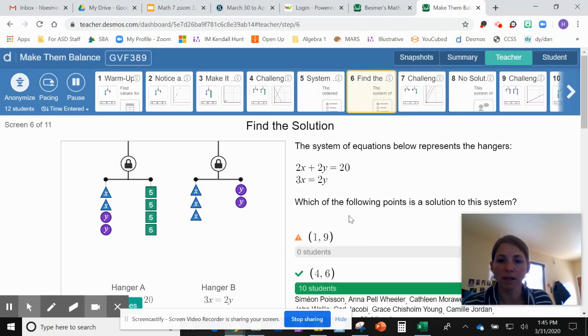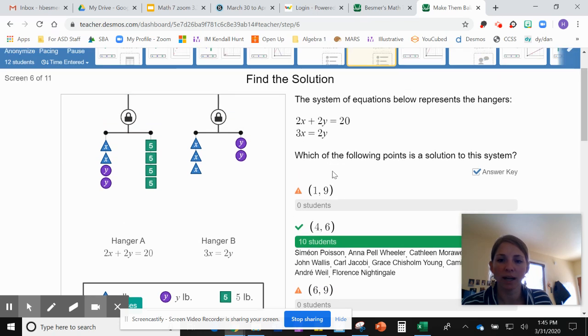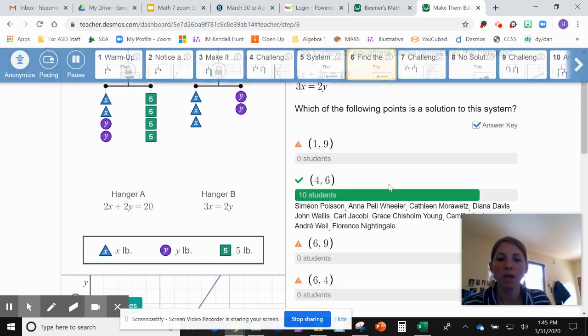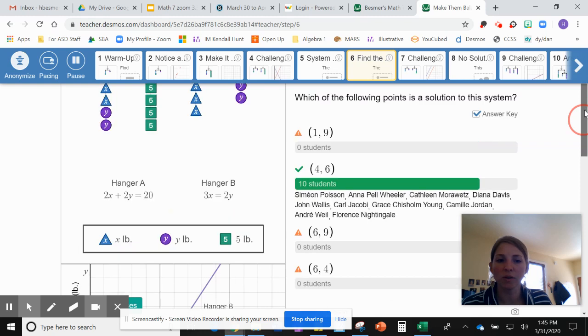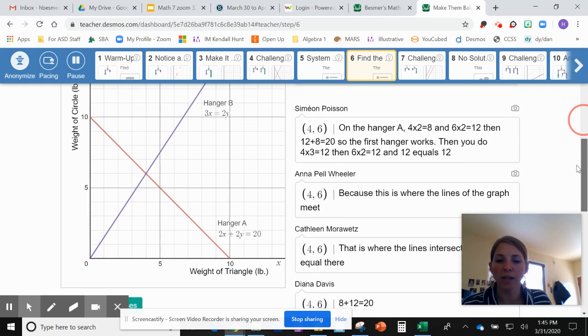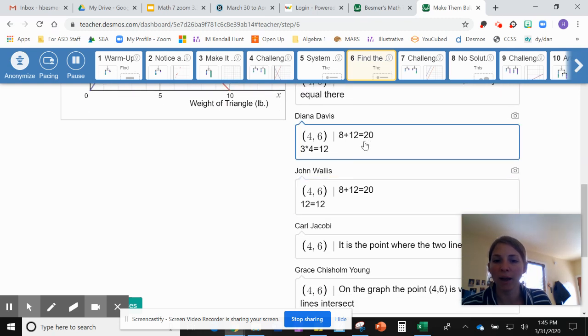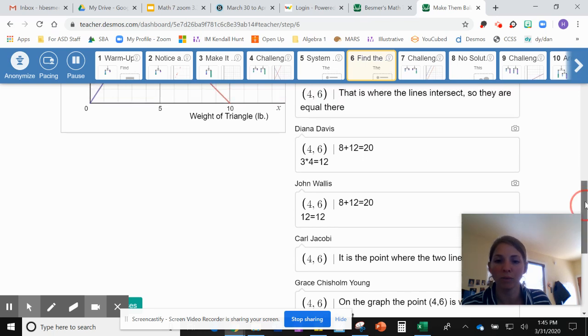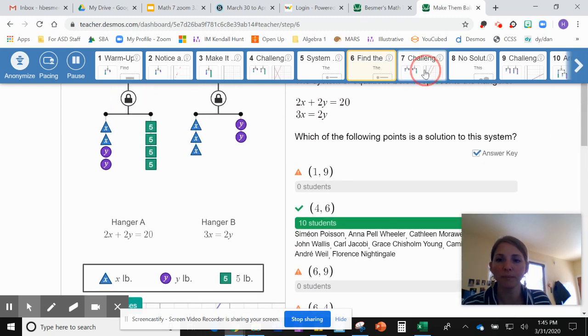Let's look at the next one here. We've got, which of the following points is a solution to the system? You guys correctly identified (4, 6) as the solution. As I looked through your responses, there was a variety of thinking about this in terms of the hangers or the graph. A lot of you said that this is where the lines on the graph meet, where they intersect, so they're equal there. There's some algebra here too: we know that when we plug them into the equations, they both have to be true. If they're both true, we know we have a solution to our system.